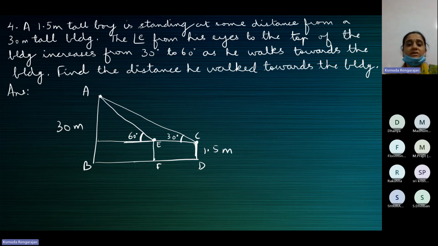Now we need to find the distance he has walked towards the building. Using the line segments here, which line segment represents the distance he's walked towards the building? Online students, tell me the distance here. Children here also, tell me the line segment that represents the distance he has walked towards the building.